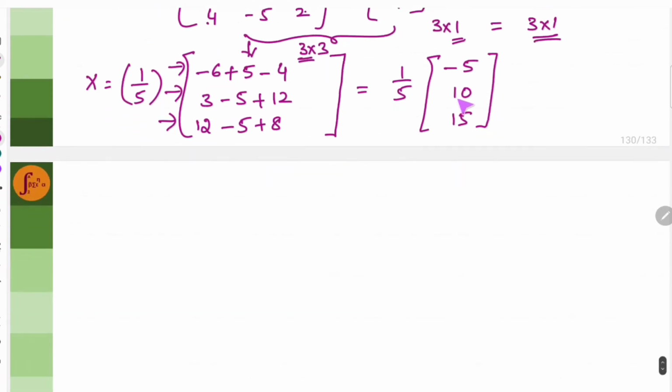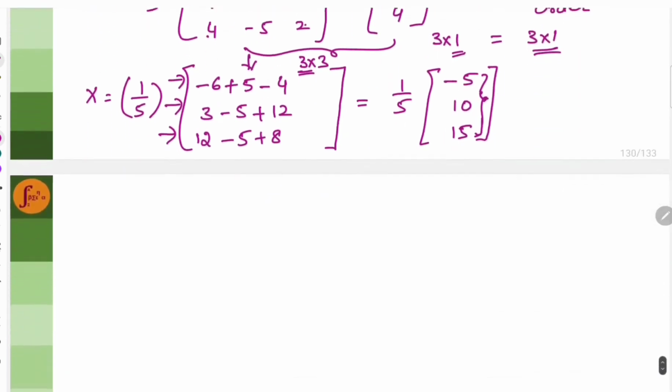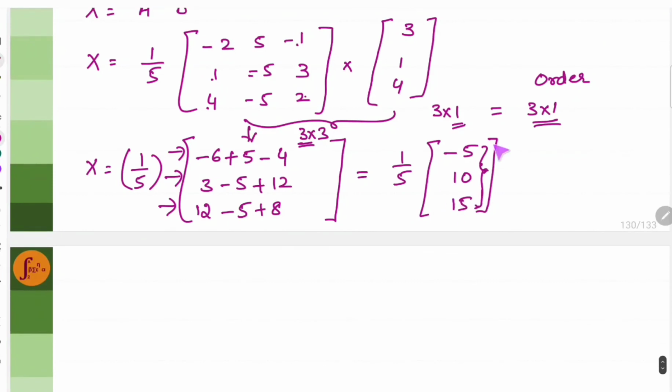So now it becomes easier to multiply because you have all multiples of 5 here. Right? That's why I said initially itself, let's not convert this into fractions. We could have made this as minus 2 by 5, 5 by 5, minus 1 by 5. We could have populated all the elements by multiplying with 1 by 5. We left it as is because in the last step, it will be easy to simplify.